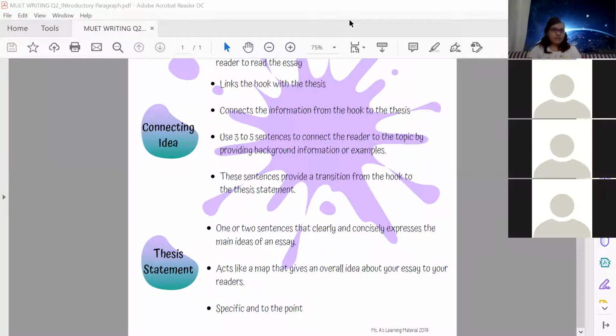No questions? Okay. Now, madam, do we need to mention all the points that we want to write in the body parts? Yes. In your thesis, let's say you state 3 points, right? So these 3 points, you would mention in your body paragraph as 3 body paragraphs. What is your essay structure?